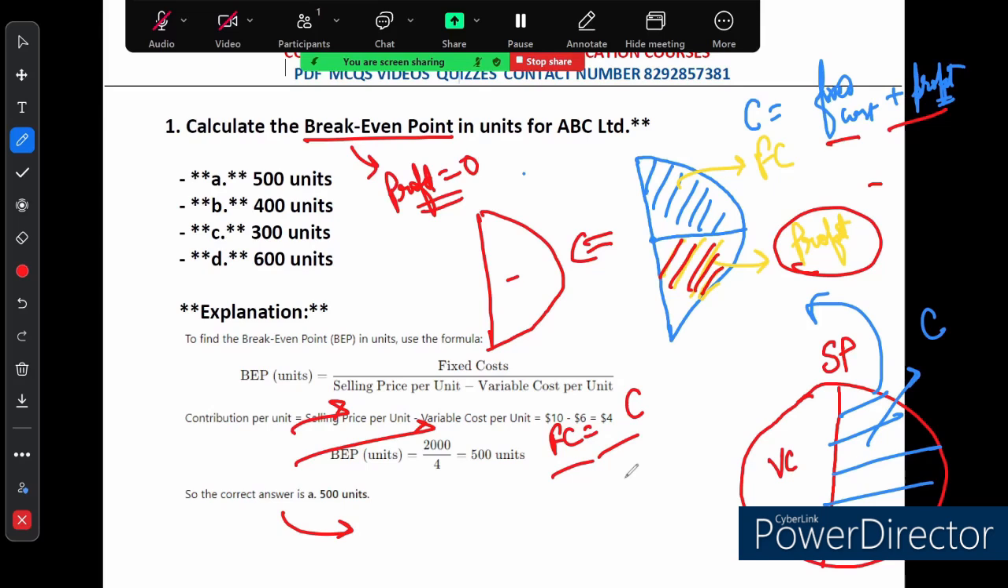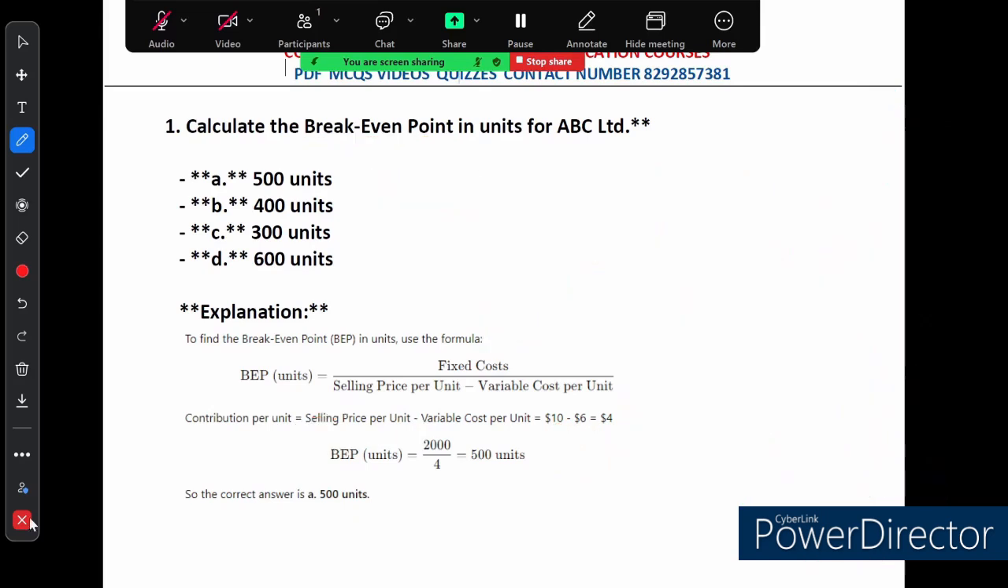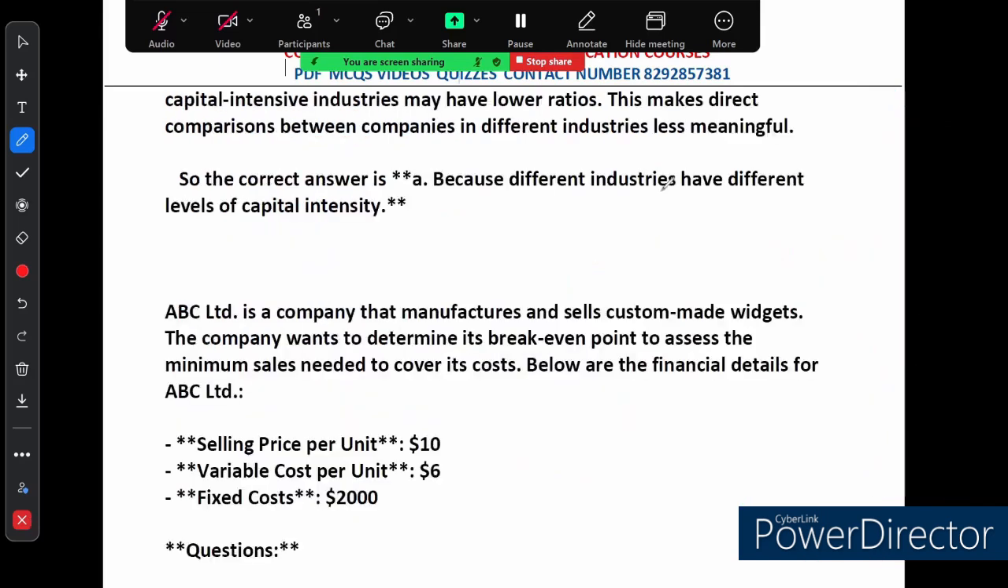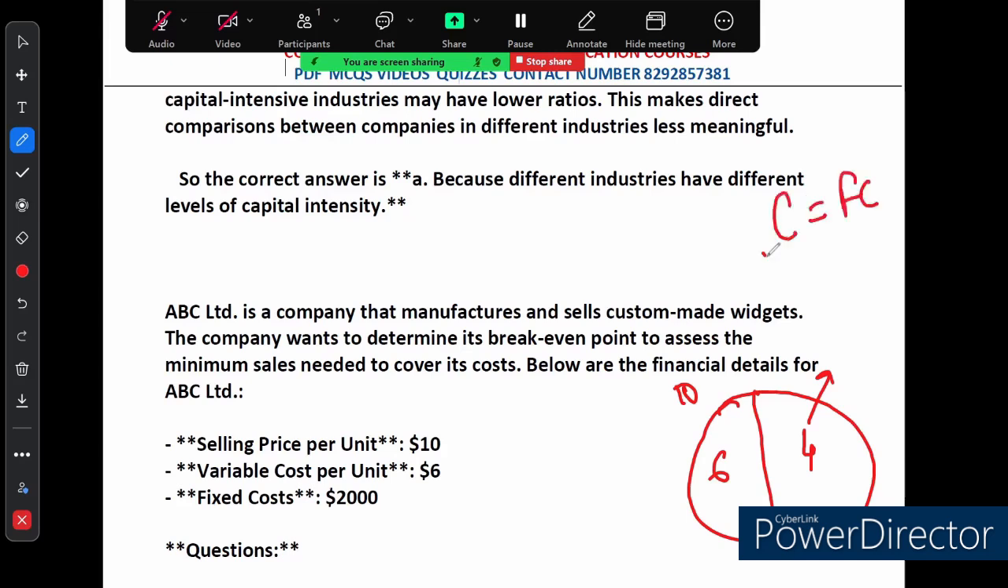So now let's go back to this particular question, and let's dive into how to calculate using this particular thing which we have discussed just now. So see, this entire circle is how much? $10. Okay, and this portion which is variable cost is $6. So this portion will be $4. Right? Now this $4 is our contribution margin per unit. Okay, and we know at break even point contribution margin is equal to our fixed cost, and this contribution margin can be written as contribution margin per unit into number of units is equal to fixed cost.